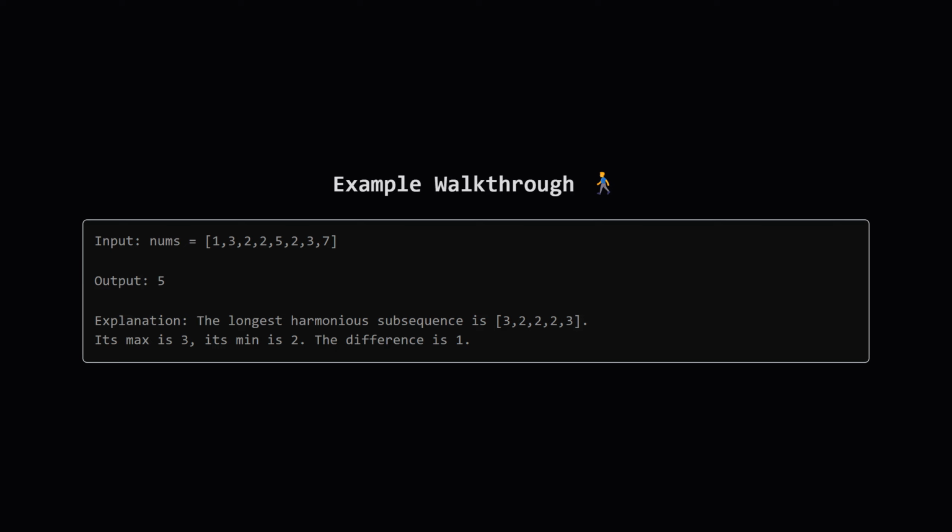Let's look at this first example to really get it. The input is a mix of numbers, and the answer is 5. The explanation tells us the best group we can make is with 2s and 3s. If we gather all the 2s and all the 3s from the original list, we get 3 2s and 2 3s, for a total of 5 numbers. The largest is 3, the smallest is 2, and their difference is 1. That's a perfect harmonious subsequence. Our job is to find the pair of numbers, like 2 and 3, that gives us the biggest total count.